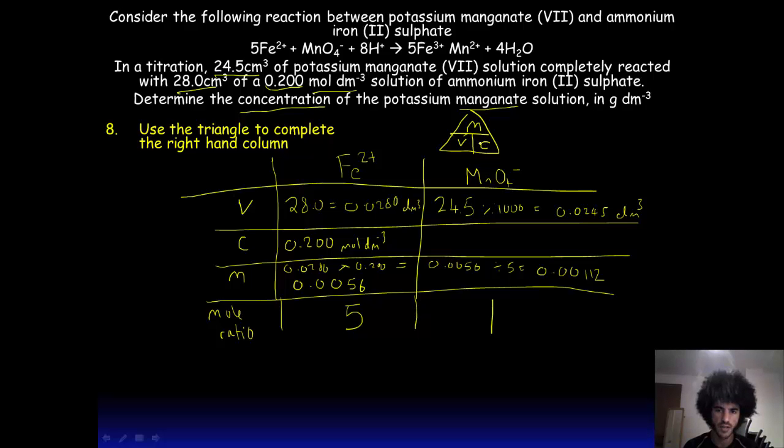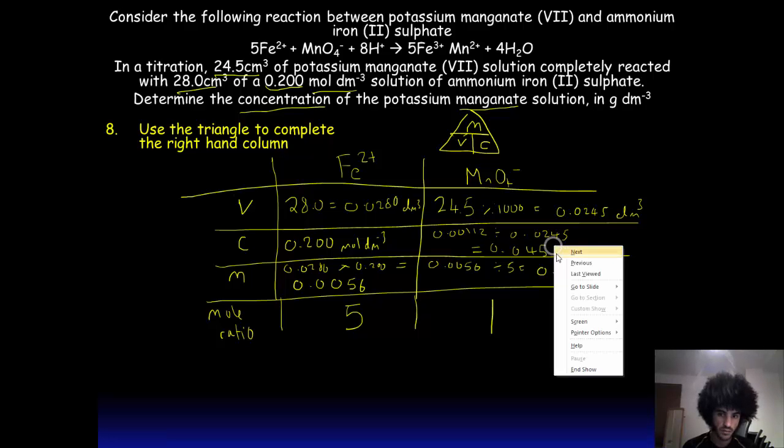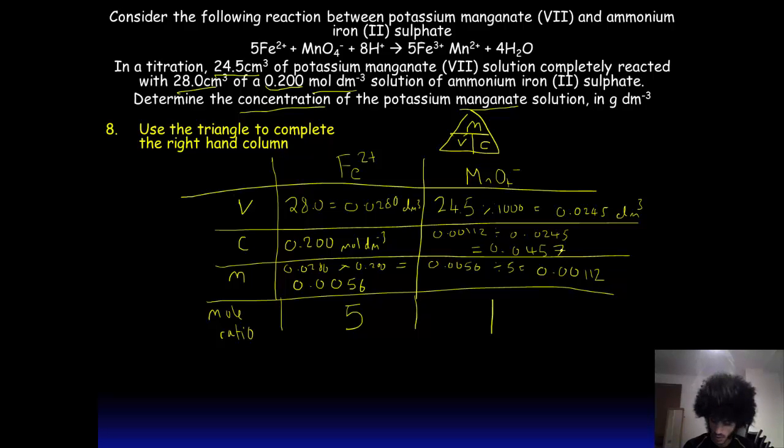If I cover concentration here, it's moles divided by volume. So it's 0.00112 divided by 0.0245. Remember, decimeter cubed. So I divide that by 0.0245, and that gives me 0.0457. Now, my calculator says 7142, blah, blah, blah. I'm going to do it to 0.0457, because I want to maintain three significant figures. And you put the units there as well, so it's mole per decimeter cubed.